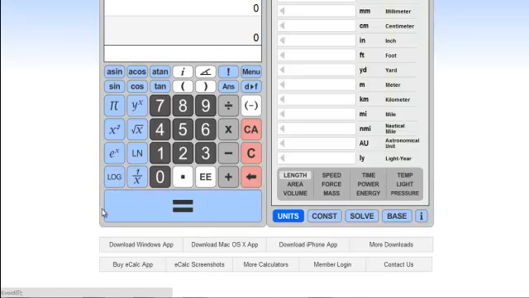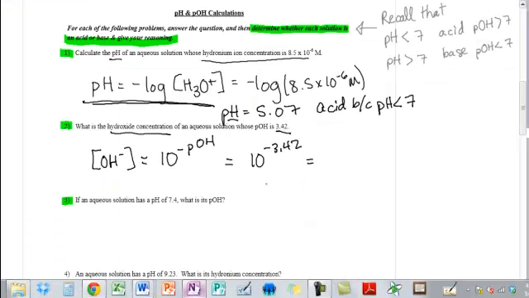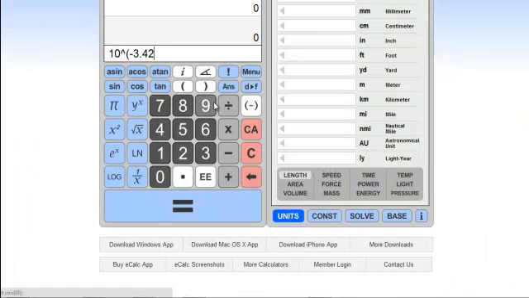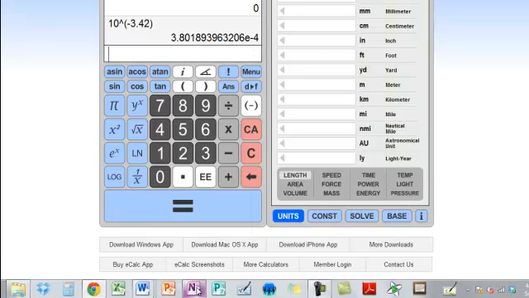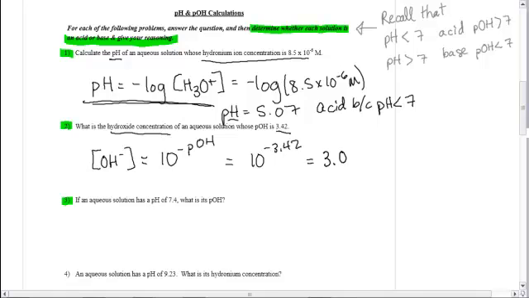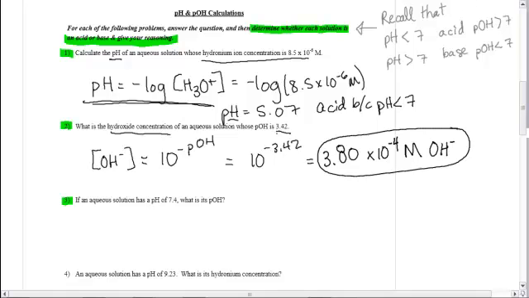You can either use the inverse log function, which would be second in the log button on your calculator, or you can do 10 to a power. So I can say 10 to the power of negative, look what our number was here, 3.42. Close the parentheses and get our answer. We get 3.80 times 10 to the negative 4th. And our units would be molarity, so big M, OH minus. And if we look at the pOH that they gave us, the pOH is less than 7. pOH less than 7 means I have a base. It's a basic solution.